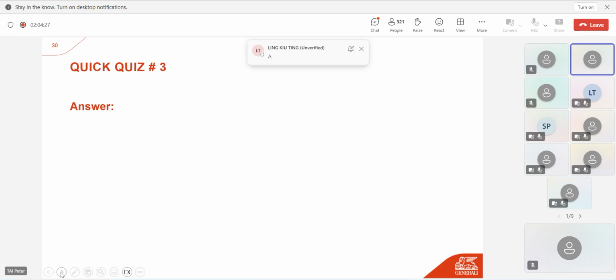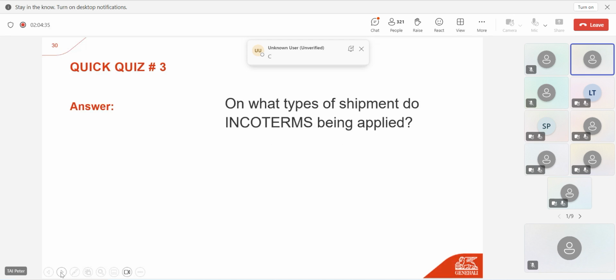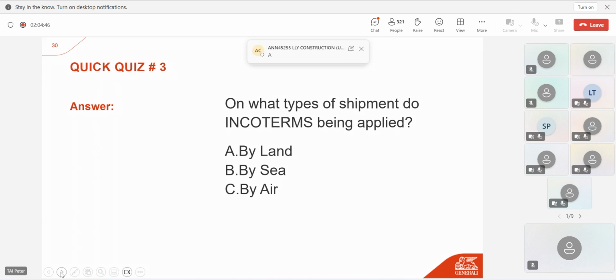Good job. Okay, quick quiz number 3. What types of shipment do Incoterms get applied to? Is it by land, by sea, by air? I think I mentioned this in the first slide. In the first slide, I already mentioned this. Mostly Bs. Are you sure?